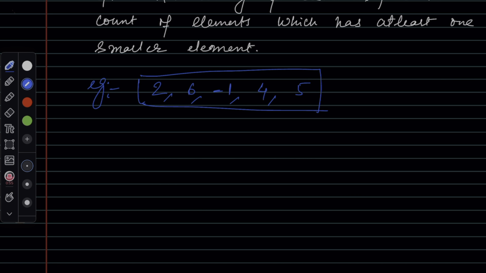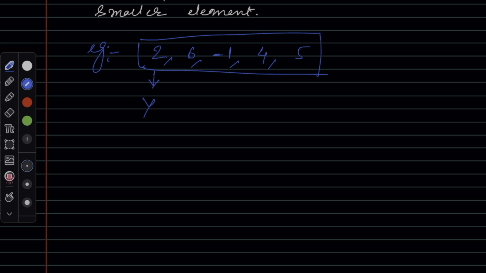So let's talk about 2. Does 2 have any smaller element? Yes, -1 is present here. So we have a smaller element, so we can say yes, 2 has. Then we move to 6. Of course, 2 is an element smaller than 6, and 5 is also there, 4 is also there. But yes, 6 has at least one smaller element.